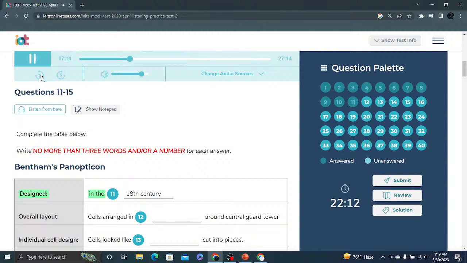The 18th century from the past have done exactly this. In fact, it was in the 18th century that the design for the first really effective prison was thought of.